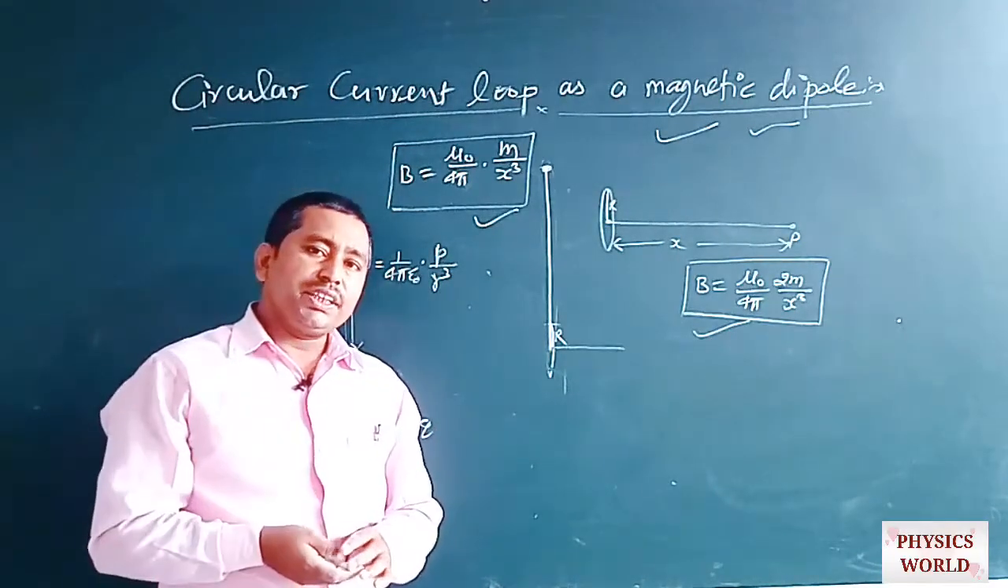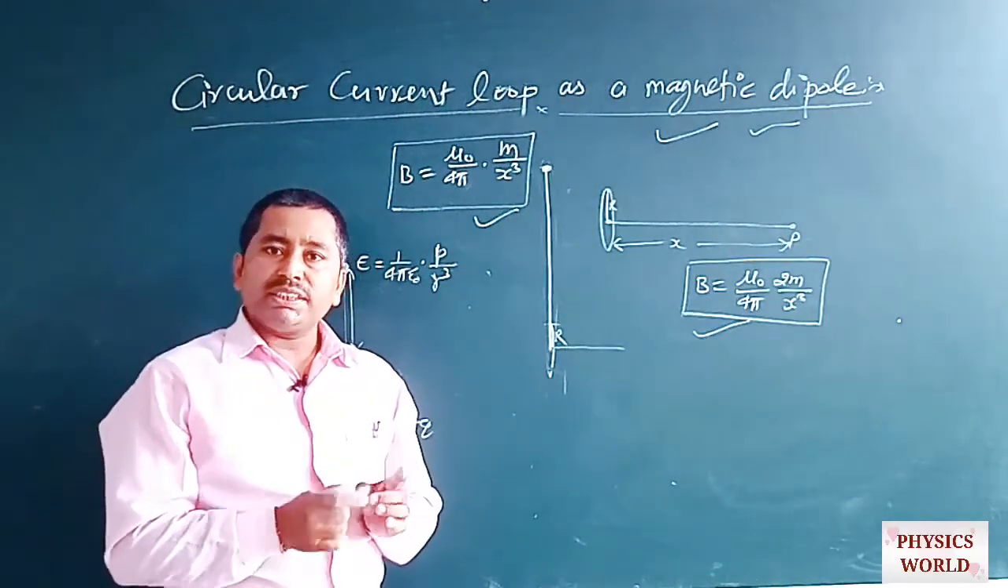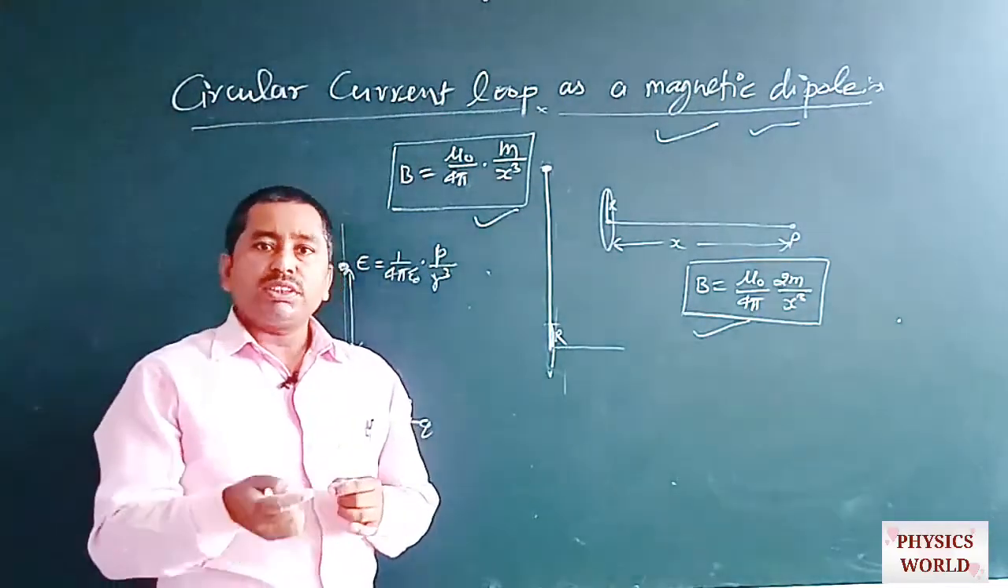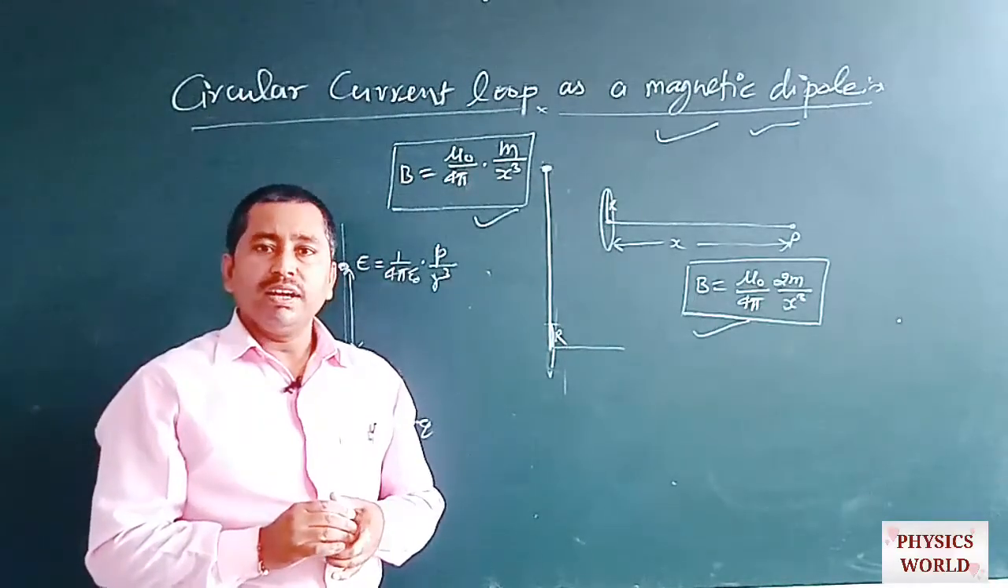In our next lecture, we will discuss the magnetic dipole moment possessed by an electron which revolves around the nucleus.